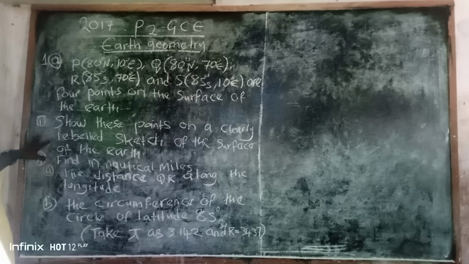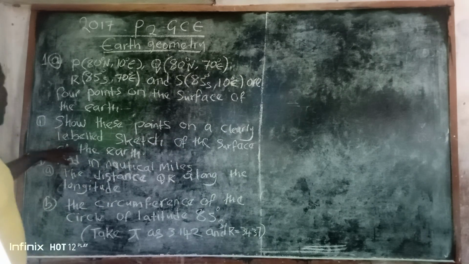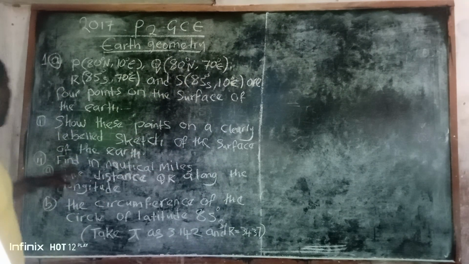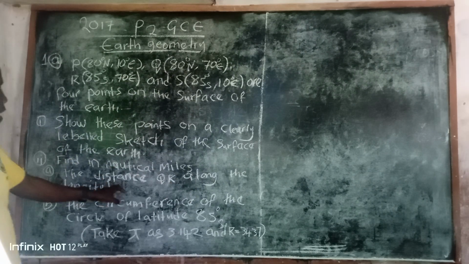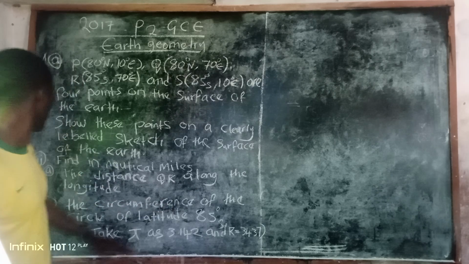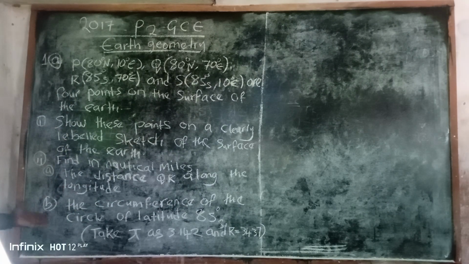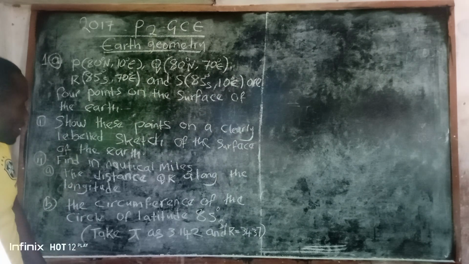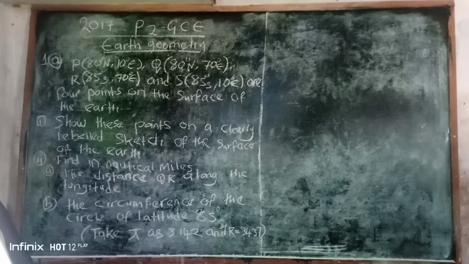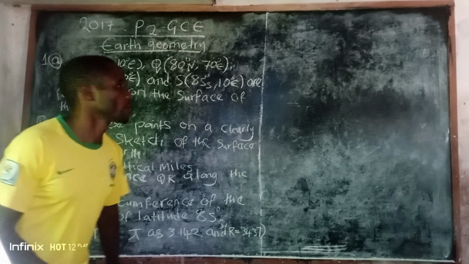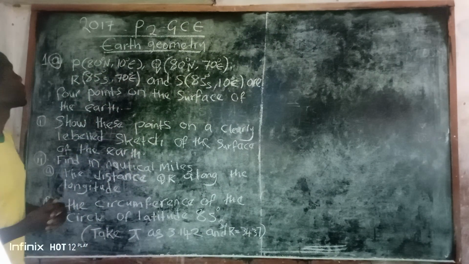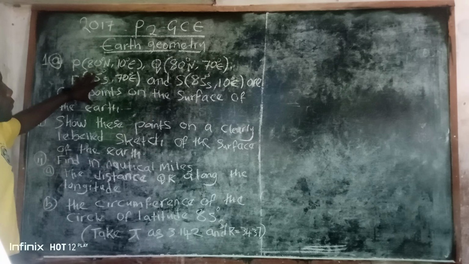Now the question: show these points on a clearly labeled sketch of the surface of the earth. 2. Find, in nautical miles, the distance QR along the longitude. B. The circumference of the circle of latitude 85 degrees, taking pi as 3.142 and R as 3,437. So this is the question now.